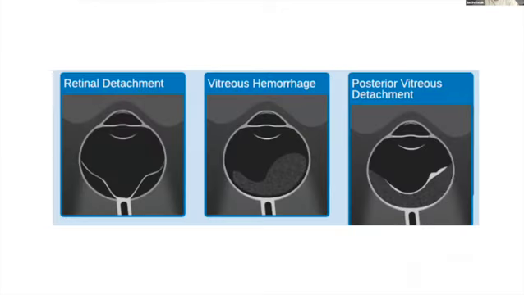Here are some schematics of a retinal detachment as it's tethered to the optic nerve. A vitreous detachment is not tethered and has this kind of hyperechoic appearance at the back of the eye, and then there's a vitreous hemorrhage.